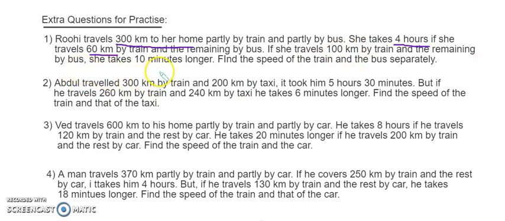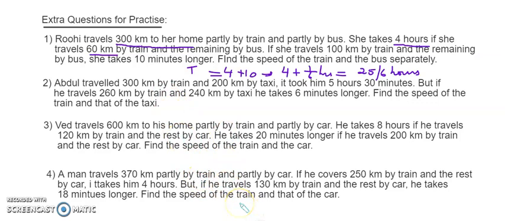And she's taking 10 minutes longer than the first case, which means 4 hours plus 10 minutes. If you change that into hours, it is 4 plus 1 by 6 hours, which is going to be 25 by 6 hours. This will be the total time taken in the second case. Okay, so these are the remaining questions for you to solve.